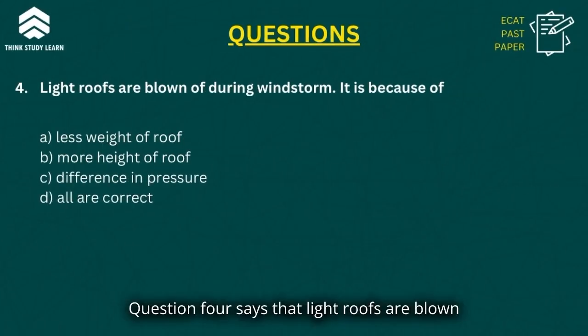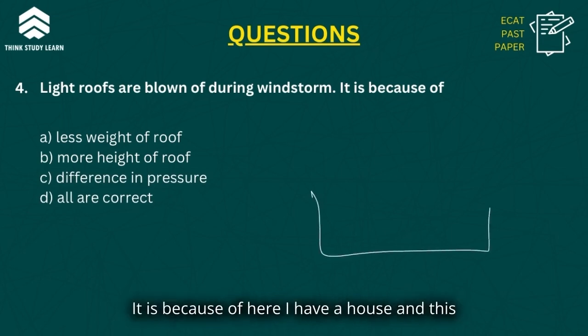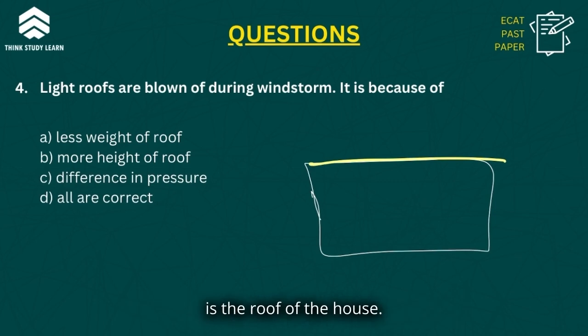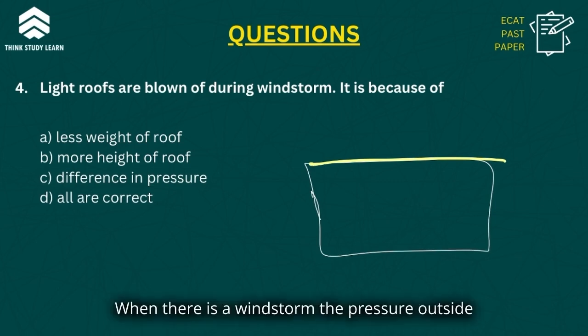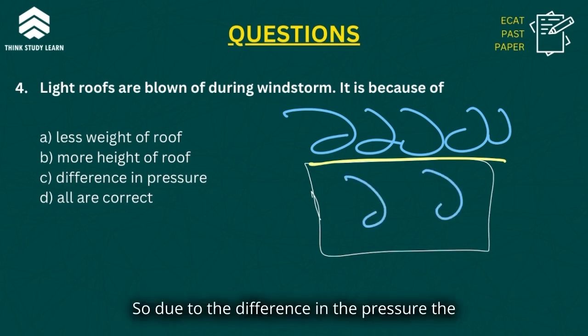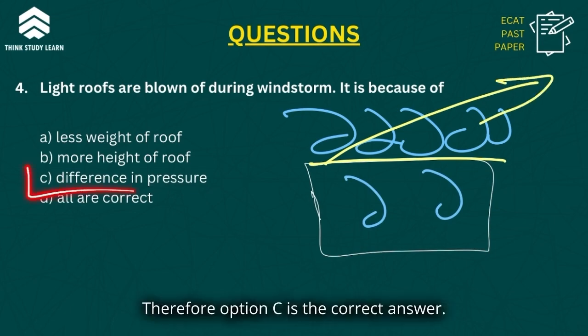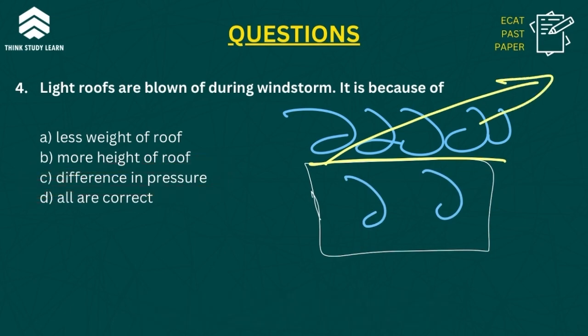Question 4 says that light roofs are blown off during windstorms. It is because of? Here I have a house and this is the roof of the house. When there is a windstorm, the pressure outside increases while the pressure inside is less. So due to the difference in the pressure, the roof blows off. Therefore, option C is the correct answer.